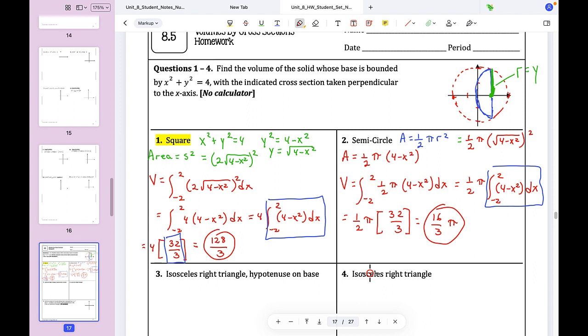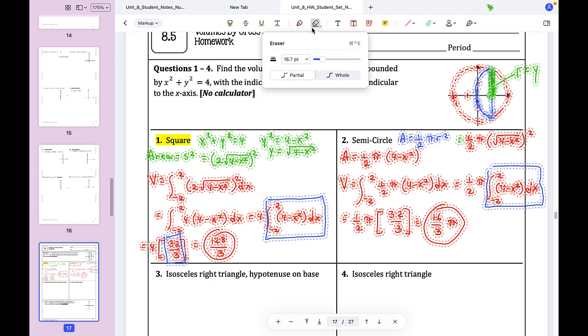Okay, let's keep going with this one. Let's see, part C. All right, see if I can get this out of here.